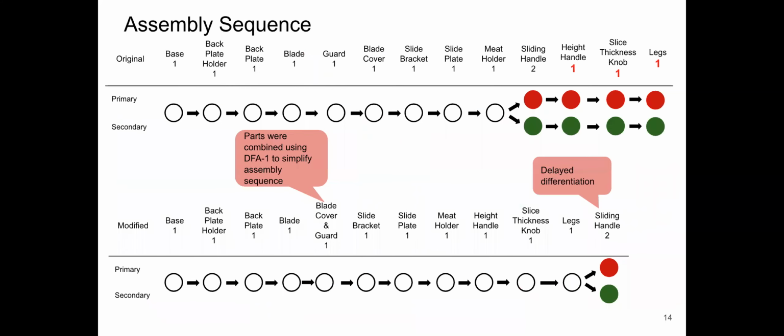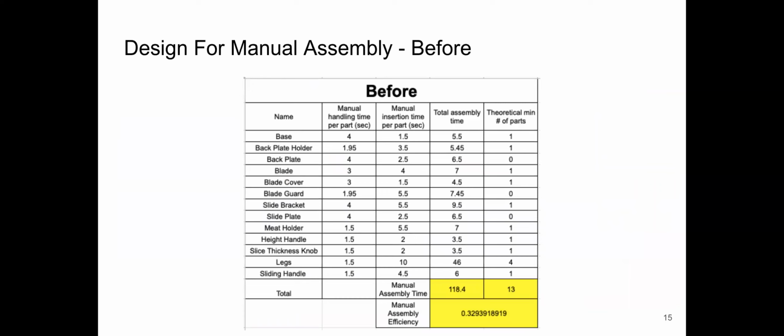Next slide. Our assembly sequence from the interim report has been adjusted to make it easier to differentiate the primary and secondary customer groups. Additionally, we've added some callouts to show the delayed differentiation and the effect of combining the parts, as Matt mentioned. Next slide. Now it's time to complete the design for manual assembly analysis.